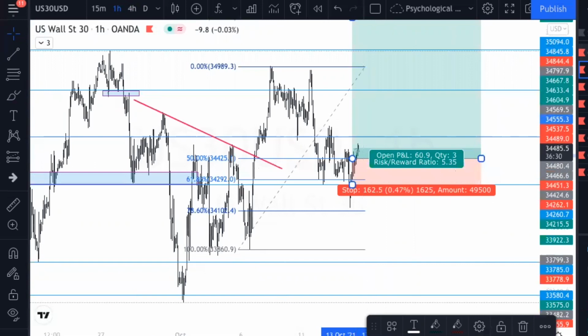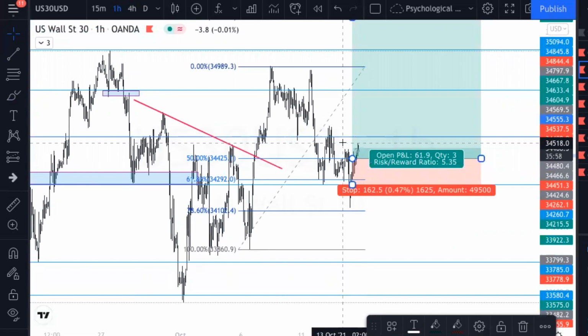GBP JPY, it has been shooting up. The only pairs currently that I actively like to trade right now are GBP JPY and US30. GBP USD, listen, I had been back testing it for months, and honestly, I'm never going to stop back testing that pair. It's a pair that I just personally want to master.